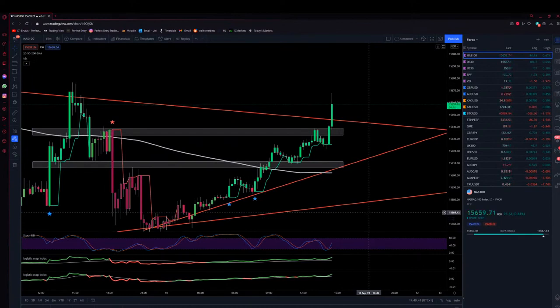Can I use the same strategy in currency pairs? Yes, you can. It works across most currency pairs and indices. I've tried it out on gold with reasonable success, but gold is pretty funky. So yeah, I'm not sure about that one.